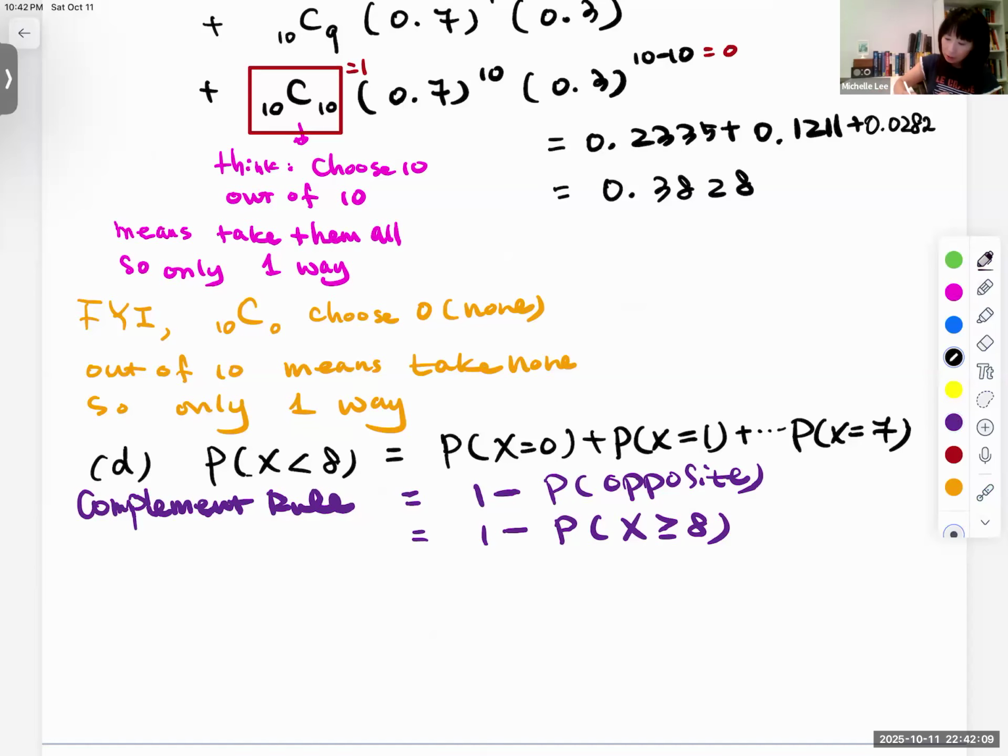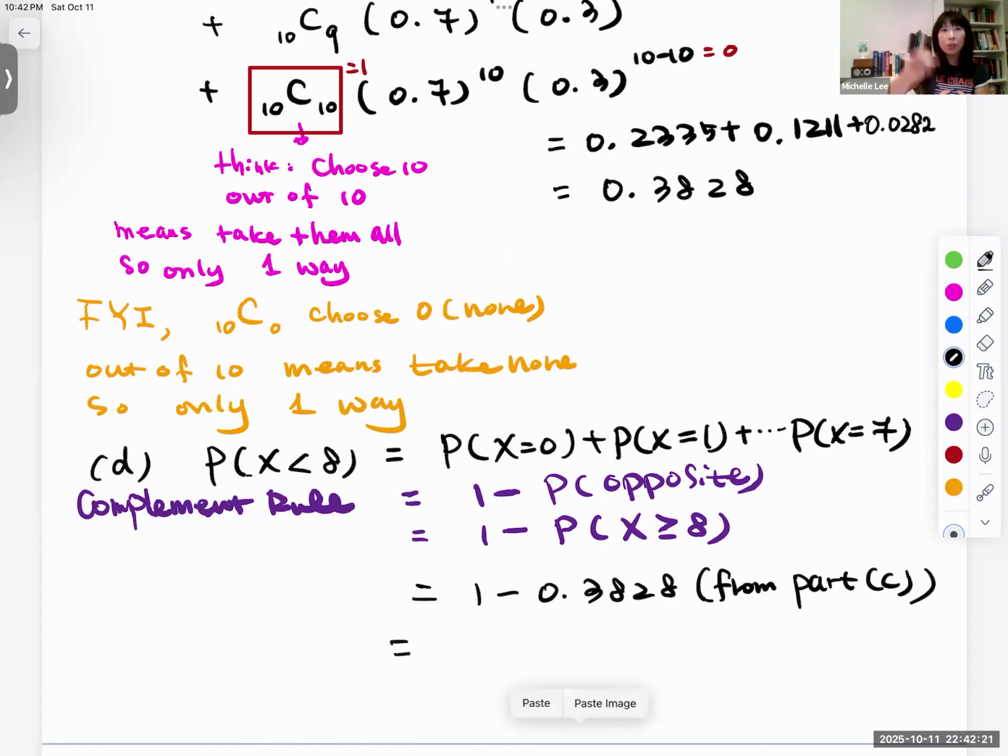So that will be 1 minus 0.3828 from part C. Okay, now your turn. So 0.6172. Very good. Okay.